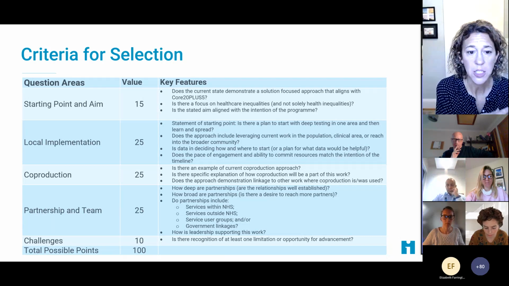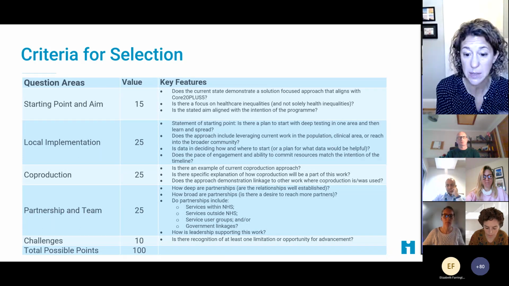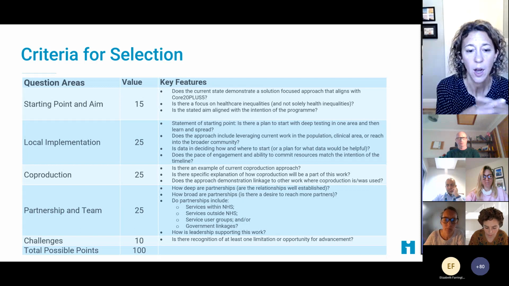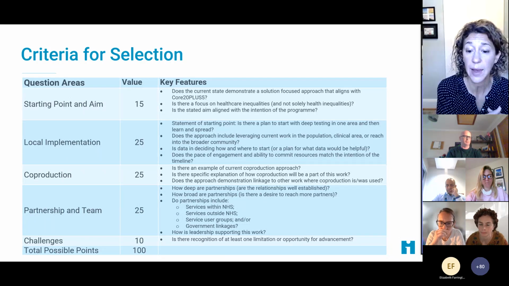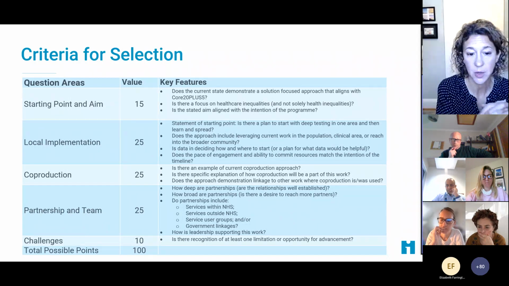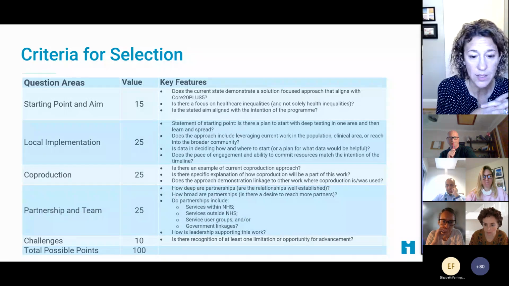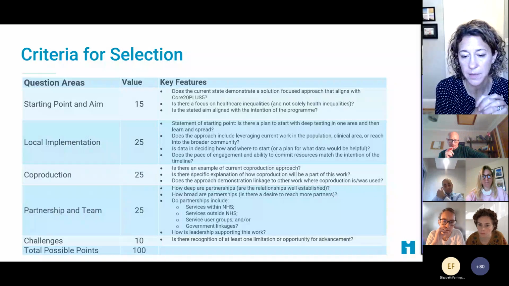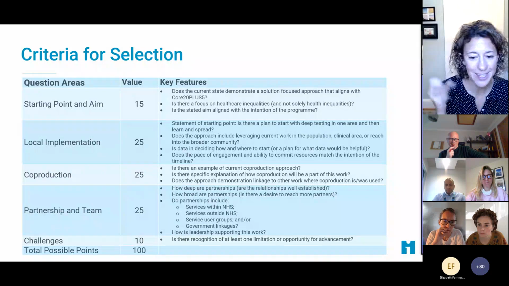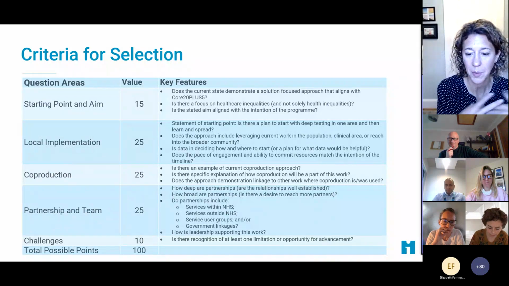We'll look at the local implementation question, thinking about your starting point. Are you thinking about maybe deep testing in one area and how you're going to learn and spread across locally? Are you able to leverage current work in a population or a clinical area or reach into a broader community? We'll again think a lot about co-production, how you currently do it, where you've done it, what you think might be successful. For partnerships and teams, the same. Do you have deep partnerships anywhere, or do you have broad partnerships? Have you really started to think about where the relationships in your local area would be most beneficial? And that's all different kinds of relationships. And then challenges, what do you think is at least one limitation or an opportunity for an advancement, or something that you've said, we've tried to crack this nut a bunch and we're stuck, and we all feel that way, but we just want to hear about it.